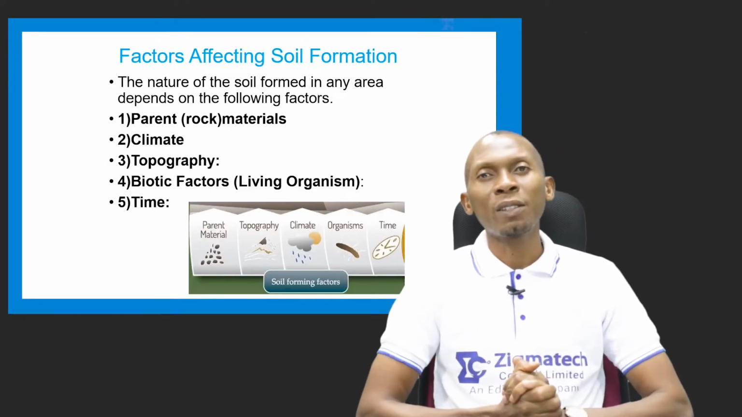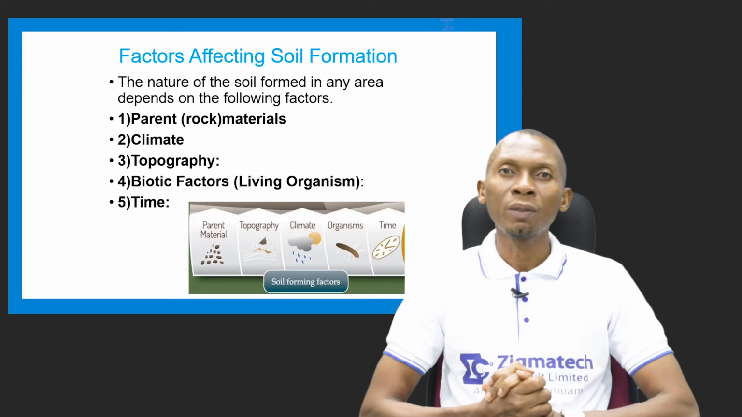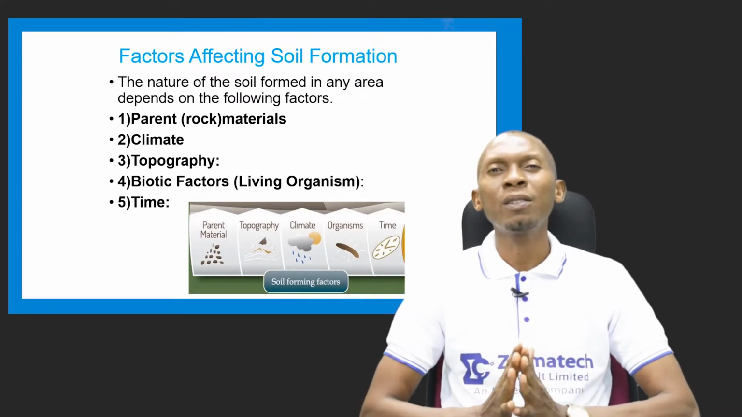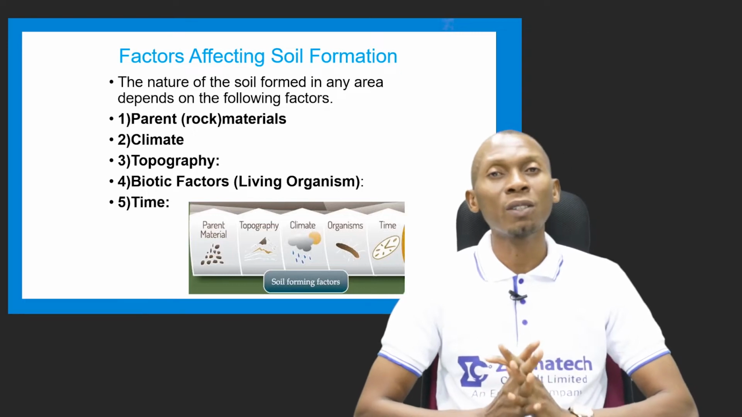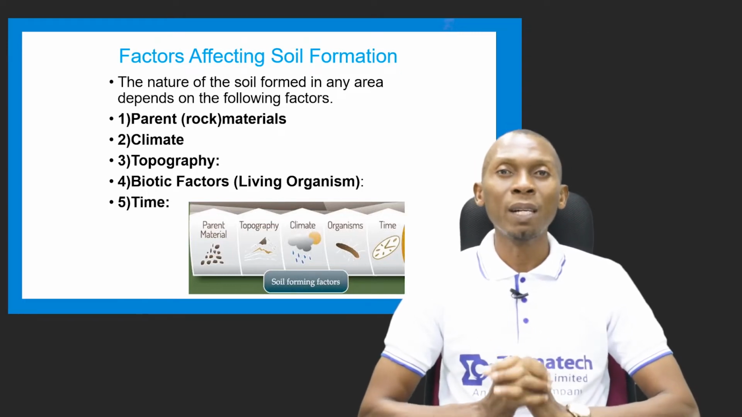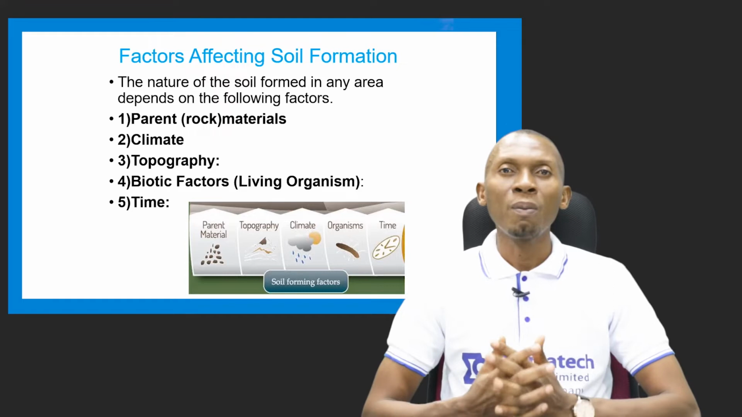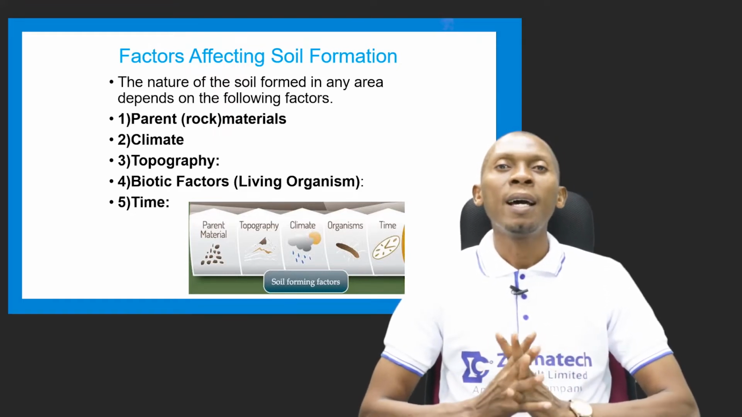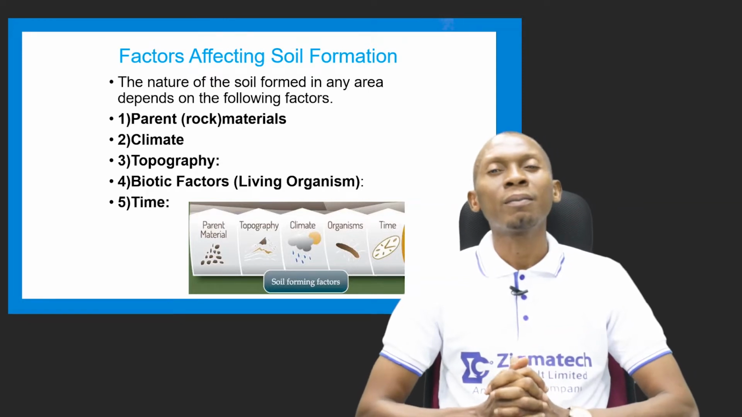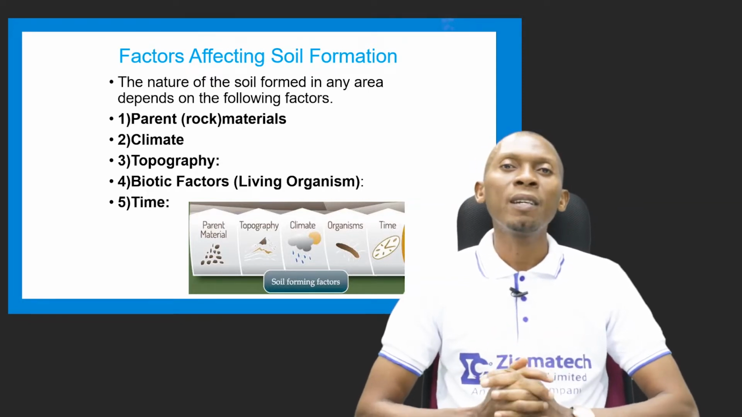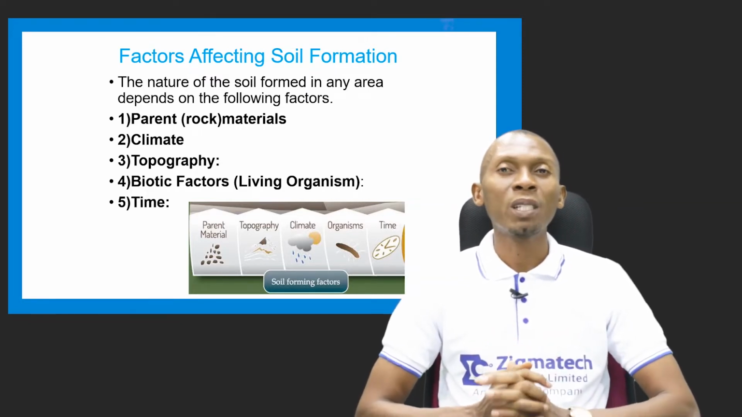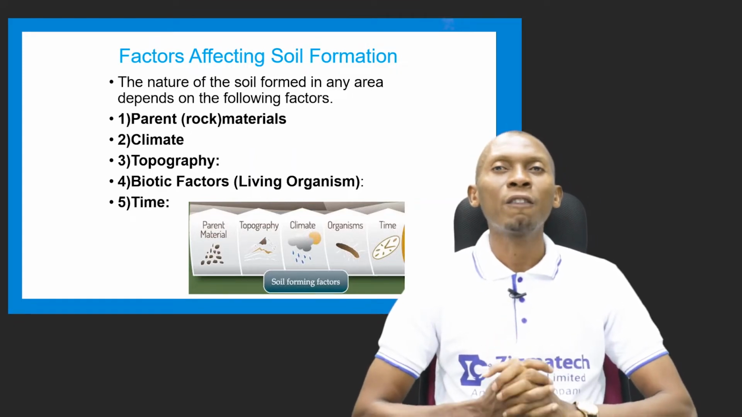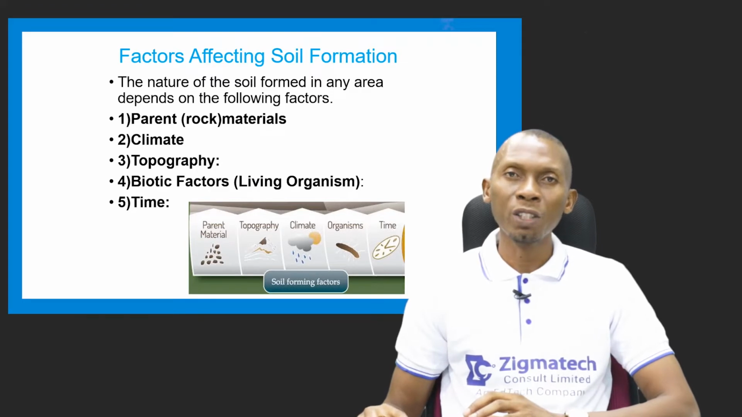Now, what are the factors that affect soil formation? The nature of soil that is formed in any area depends on some factors, and these factors include the parent material, which is the parent rock. Remember, we said soil is formed from rocks. Also, the climate, topography, biotic factors, which has to do with living organisms, and time. So these are the factors that affect soil formation.